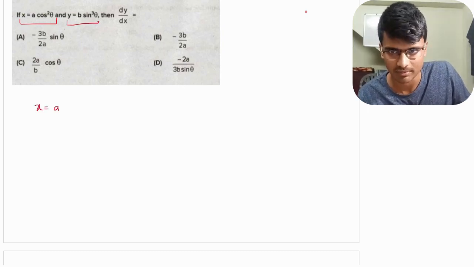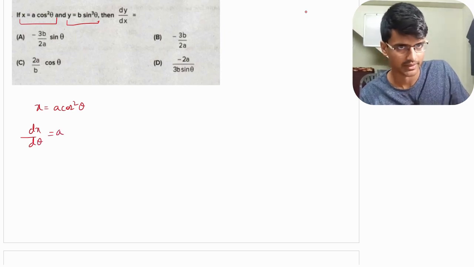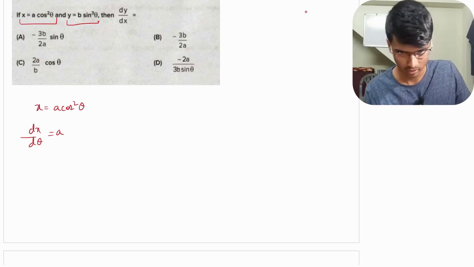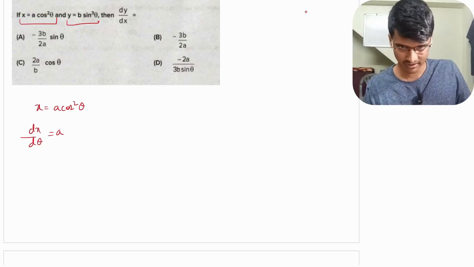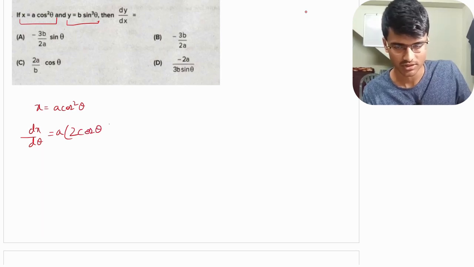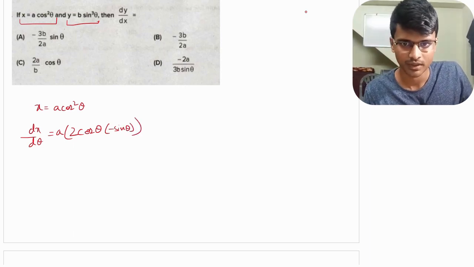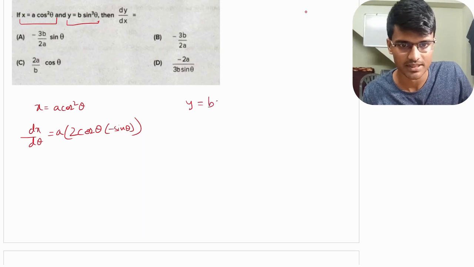Okay, let's see. x is a cos square theta. We'll differentiate this with respect to theta, dx by d theta. The constant we'll keep aside. Differentiation of cos square theta: here we'll be applying the chain rule. First we differentiate the power, that is 2 cos theta, then differentiation of cos, which is minus sine theta. Simple, right? Done.